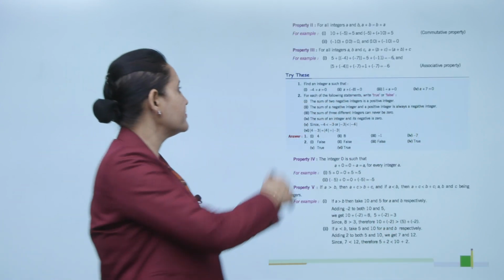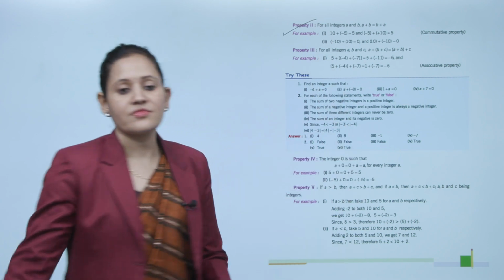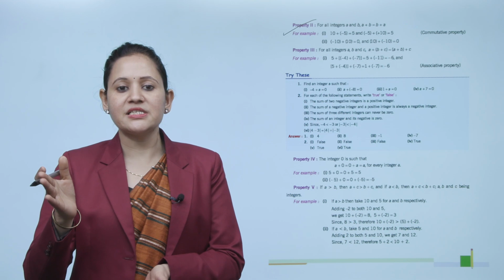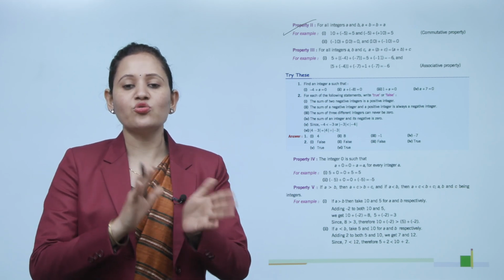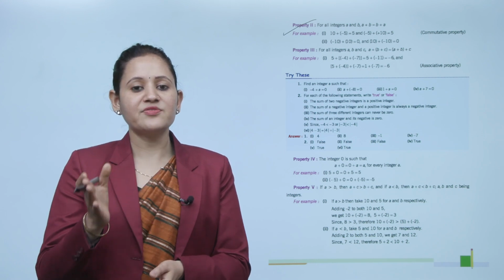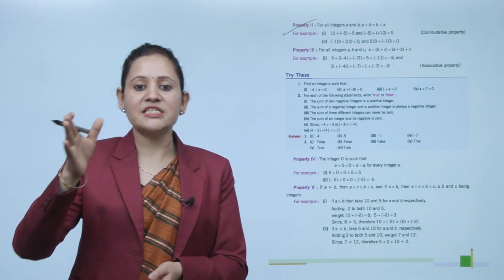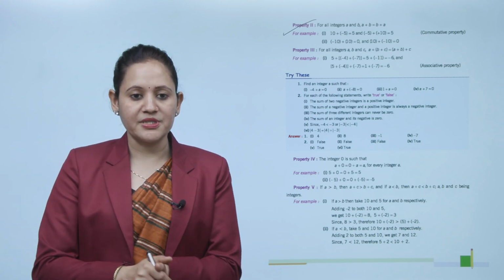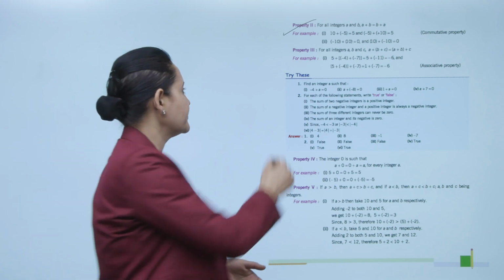Property 2: for all integers a and b, a plus b equals b plus a, meaning we can add two integers in any order. 10 plus minus 5 gives you 5, and minus 5 plus 10 is also equal to 5. That is the commutative property.